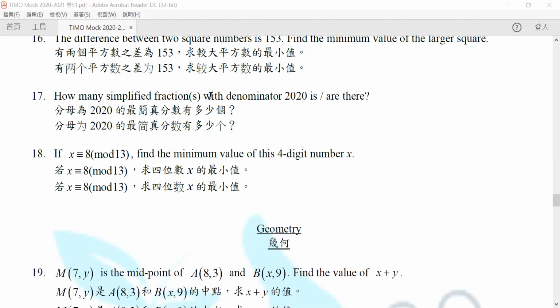So now, if we have a fraction with a denominator of 2020, how many simplified fractions are there? Let's write that down. There is something on the top of 2020, A over B. But this is the most simplified, which means that it has no common factor with B.